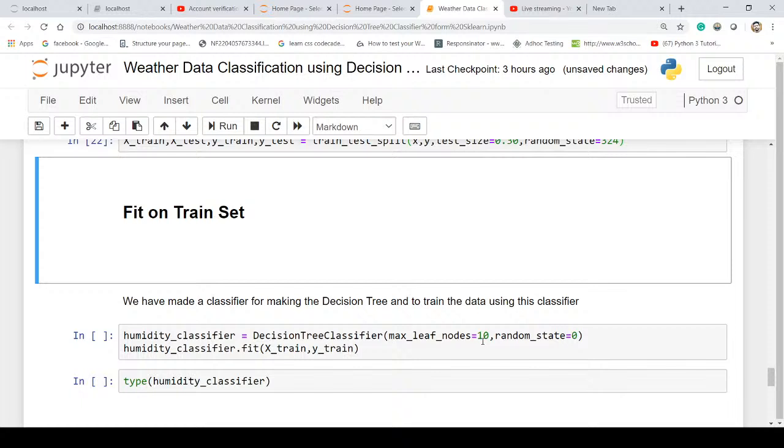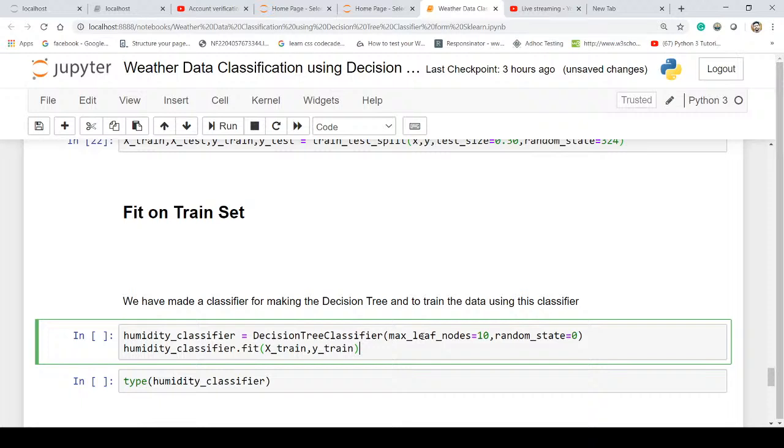Now you must have asked how I decided on this max leaf node of 10. Maybe you can just try first with 10, then go back to your code. If you are not getting a good accuracy, then you can mention maybe 8 or maybe 10. It's up to you. So humidity classifier dot fit. Now you have to fit your model on x train and y train.